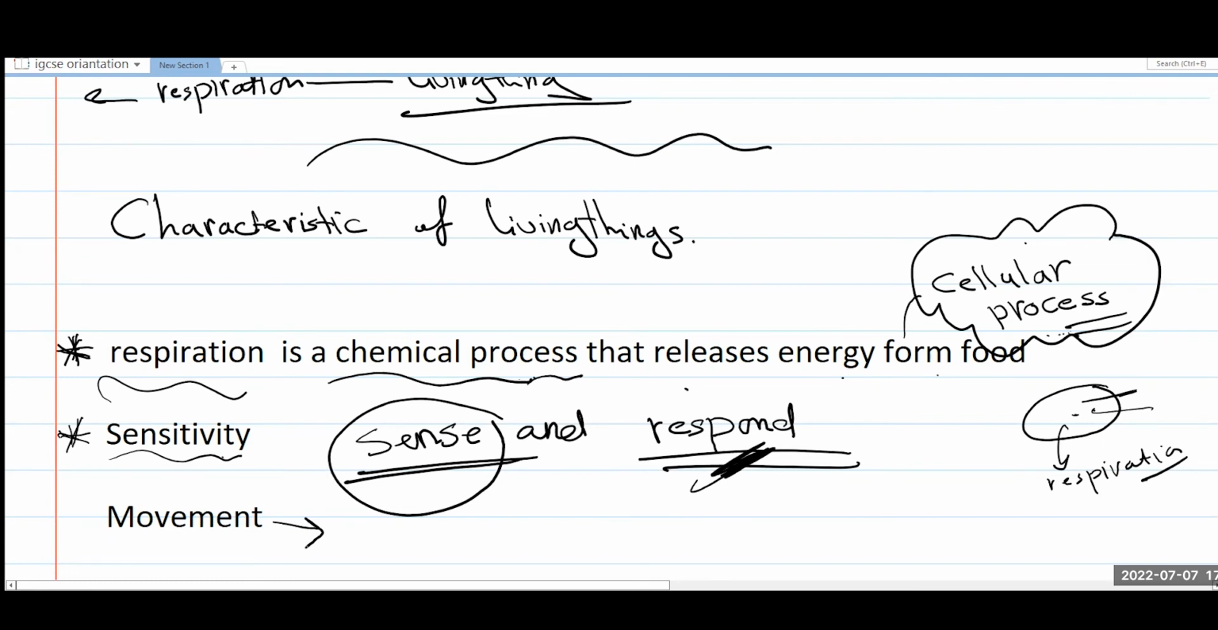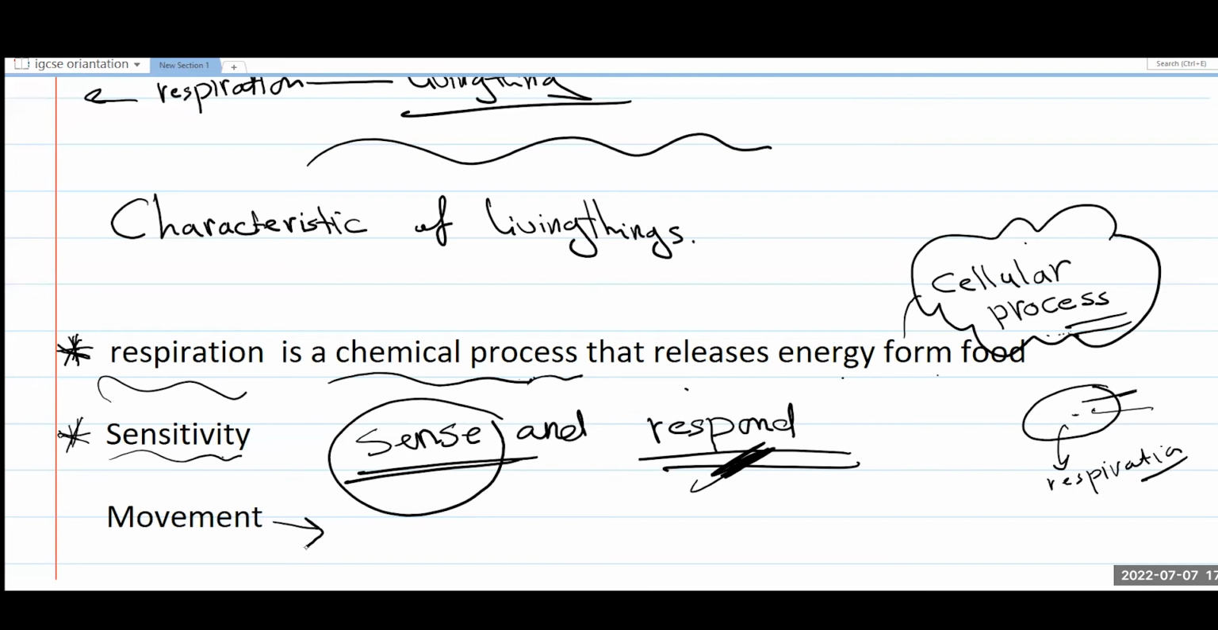Living organisms can move. Movement means change of place from one place to another. But can plants do that? No, plants cannot change their place, but they can move their parts. For example, when the stem grows towards the light, and when the root grows towards the soil, the gravity, right?